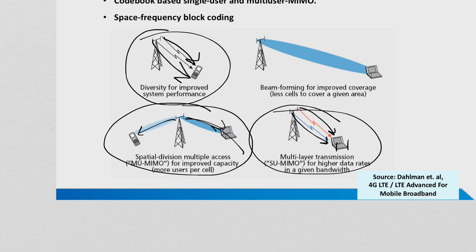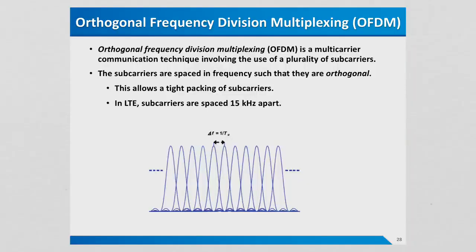You could, in theory, double the data rate by sending two different layers from the two antennas. So the other key enabling technology that I wanted to talk about today is OFDM, or orthogonal frequency division multiplexing.